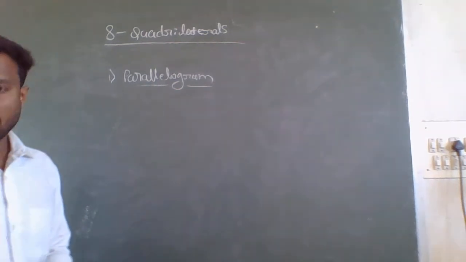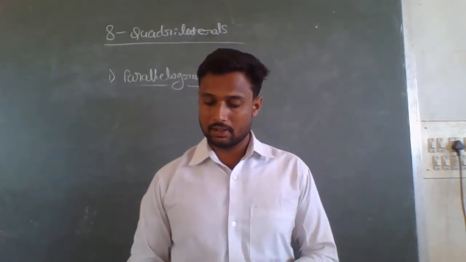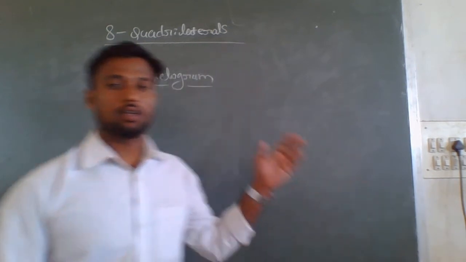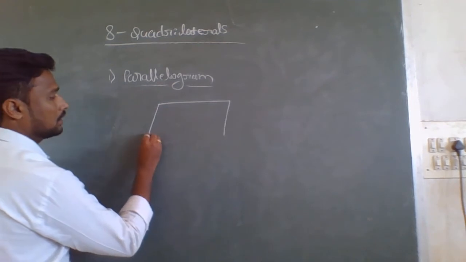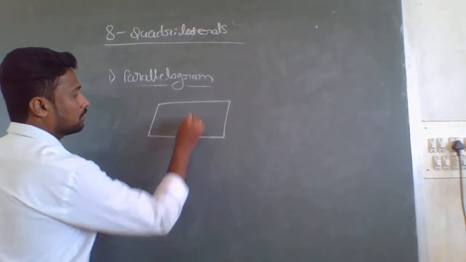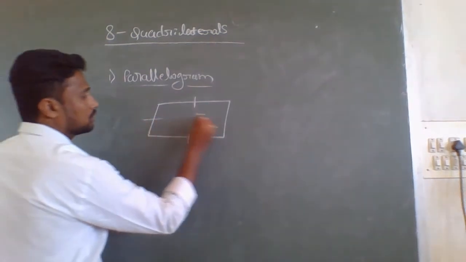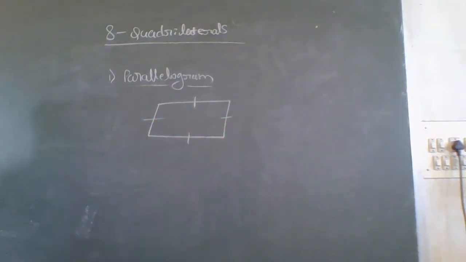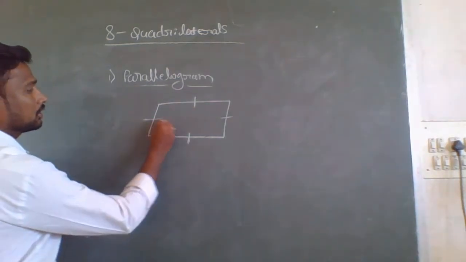Parallelogram. So here, as the name indicates, this is a quadrilateral with each pair of opposite sides parallel. Here in a parallelogram, each pair of opposite sides are parallel to each other. These two sides are parallel to each other, and like that only, these two sides are parallel to each other. This is a parallelogram, and here opposite sides are equal. These two sides are equal and these two sides are equal.